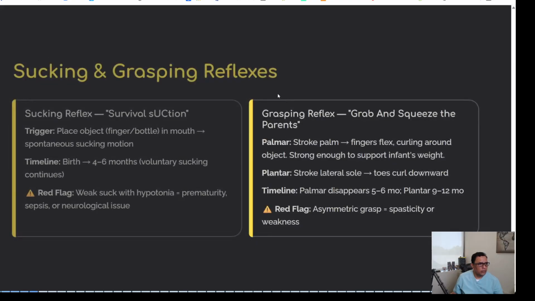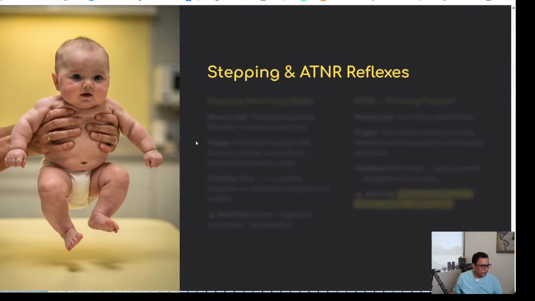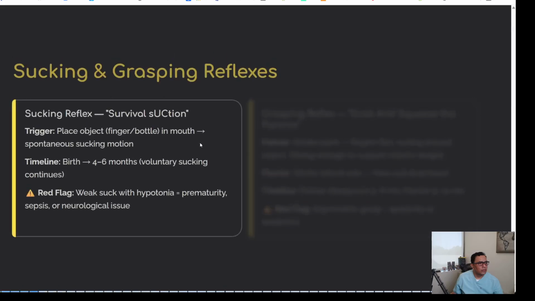Okay. Now, the next one we have is sucking reflex, which is if you place an object in the mouth, spontaneous sucking motion comes. This is present at birth and disappears at 4 to 6 months. A weak sucking with hypotonia is prematurity, okay, or a neurological issue.